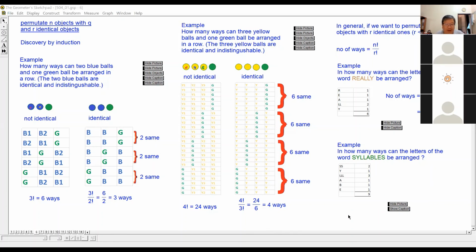If the 2 and 3 were the same, then you could group them together as 5. But the 3 is for the L, and the 2 is for the S, so you cannot join them together. I'm going to show you how. It is 9 factorial divided by, there are 2 same ones, I put 2 factorial here, and there are 3 same ones, so I put 3 factorial there. Then you use your calculator to divide and see.